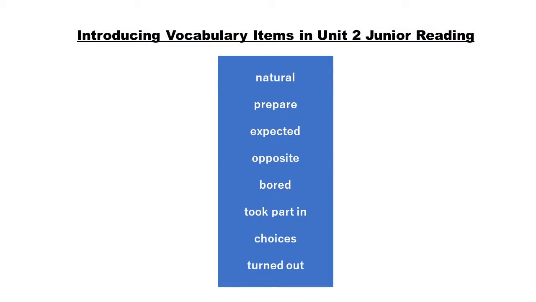Today's video lesson is for the junior reading, Unit 2. What we're going to look at today is 16 key vocabulary words from Unit 2. So please write these down, get a pen and a piece of paper and make a note. I'll just put those up for you now. So just have a look at this.